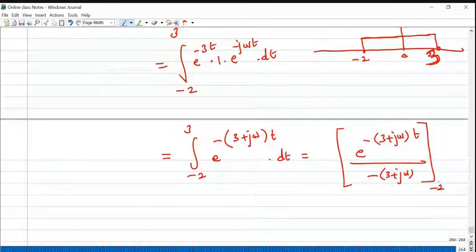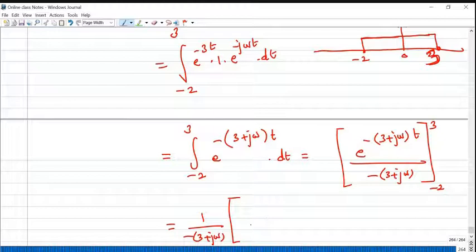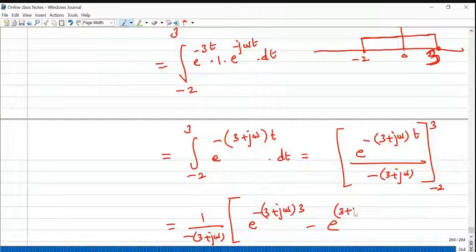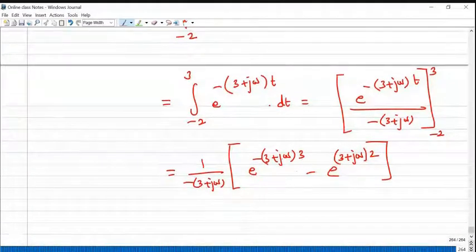Substitute your integration limit minus 2 to 3. So 1 divided by minus of 3 plus j omega, take outside. Now substitute e power minus 3 plus j omega 3 and minus into minus plus, so e power 3 plus j omega 2. Or again, if you want to simplify, you can do it. Just multiply 3 inside.